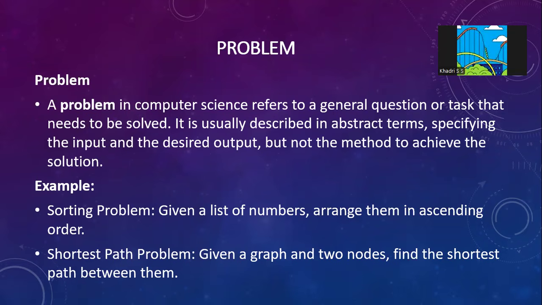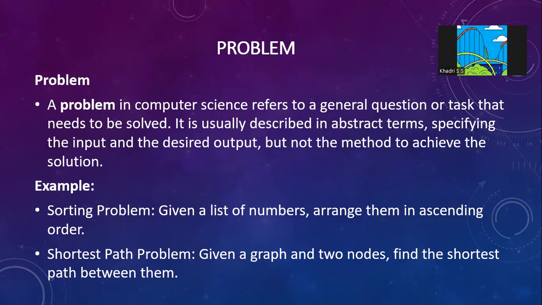An example for this is the sorting problem. Sorting is the name indicating a problem here. Given a list of numbers, arrange them in ascending order. We have another one, the shortest path problem. Given a graph and 2 nodes, find the shortest path between them. So they will provide input and output and they won't specify any method to solve that problem. That is nothing but a problem here.